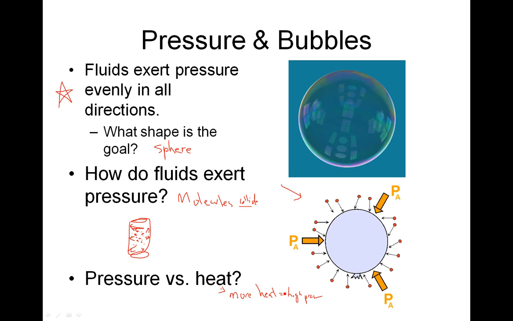Is the opposite true? The higher the pressure, the more heat? Let's think about it in superhero terms. Superman takes a piece of graphite and he puts it in his hands and he presses as hard as he can, and that graphite turns into a diamond and he gives it to Lois Lane. Yes, it works the other way too. The higher the pressure, the hotter it is.